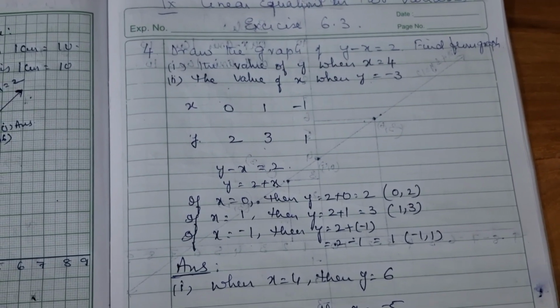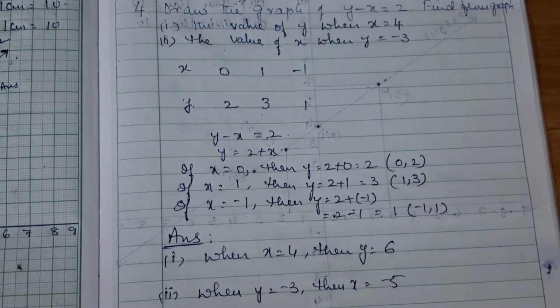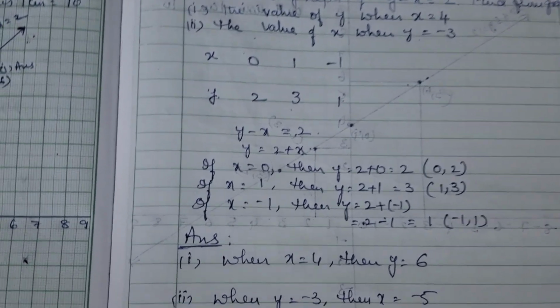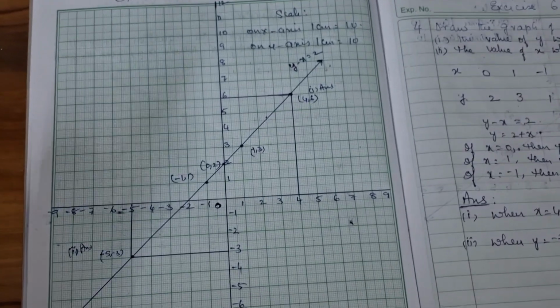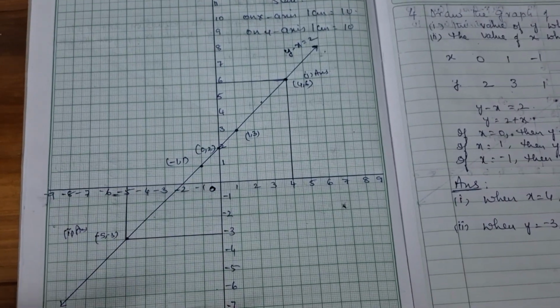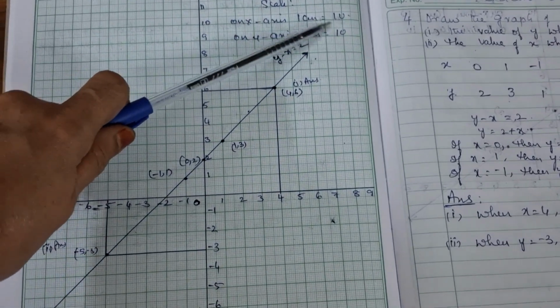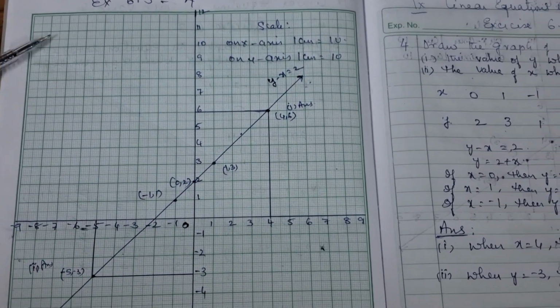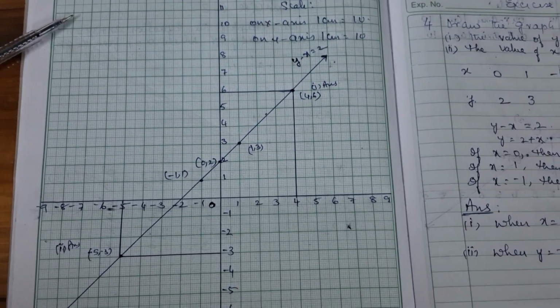So what you need to do is draw these values in the graph. After doing this, you have to find the value of y when x is equal to 4. So let us see this. The graph that I have done is here, children. This is the graph I have taken. Scale: on the x-axis 1 centimeter is 1 unit, and on the y-axis 1 centimeter is 1 unit.